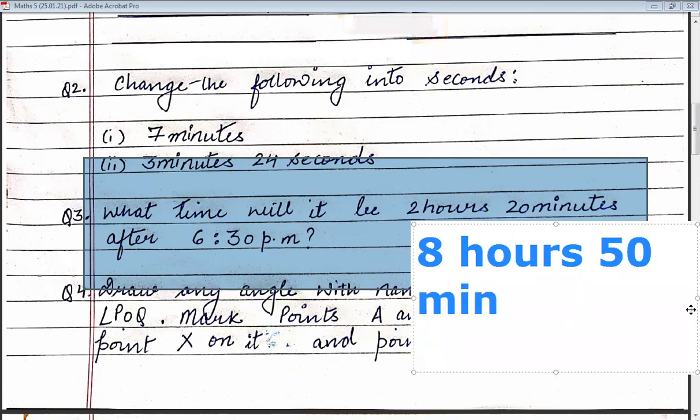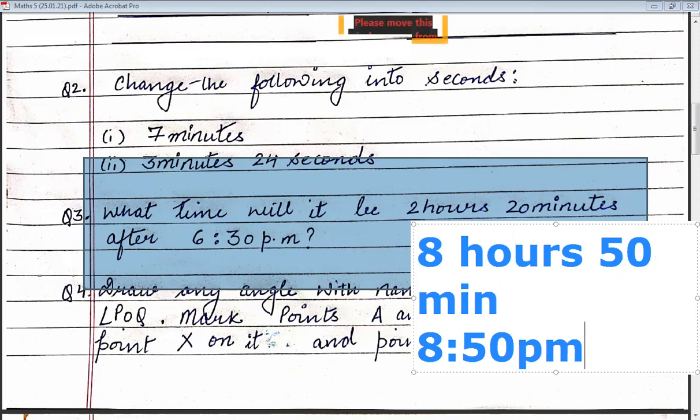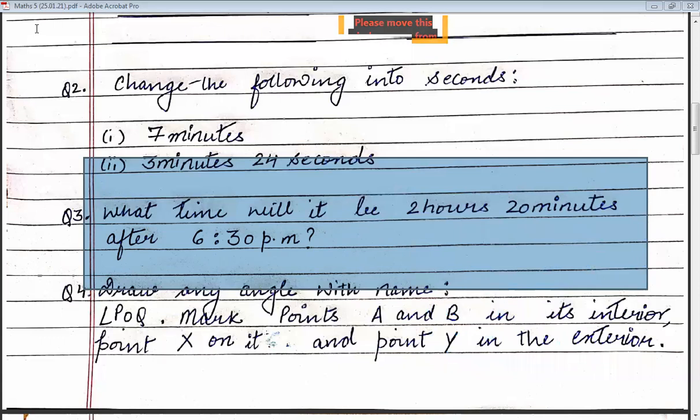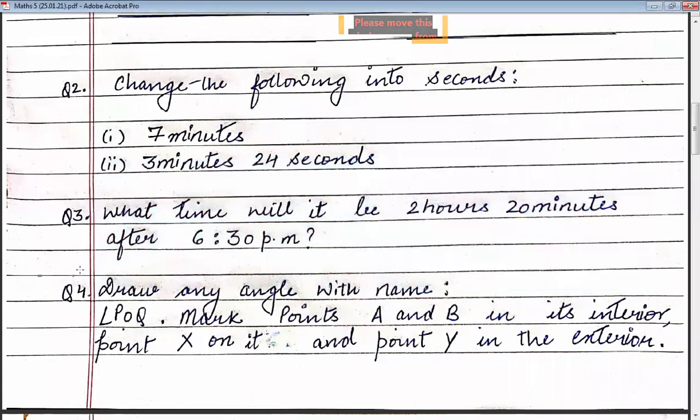Okay, so you can tell that your time is 8:50 p.m. What will be your time? 8:50 p.m. So children, you can say that 8:50 p.m. will be the time after 2 hours 20 minutes. Okay children, is it clear? Now let us move on to our question number 4.